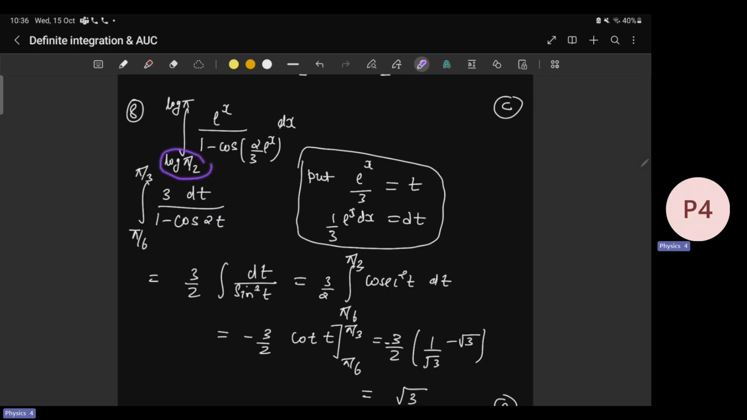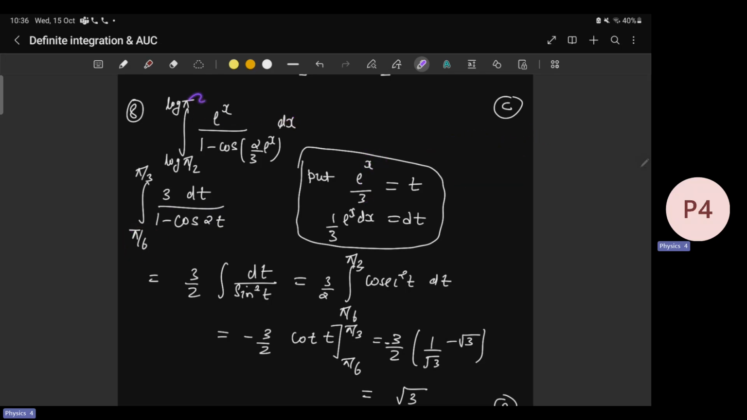When x was ln pi by 2, we will put ln pi by 2 here. e to the power ln pi by 2 is pi by 2. Pi by 2 by 3 is pi by 6. So the value of t is pi by 6. The lower limit is pi by 6.